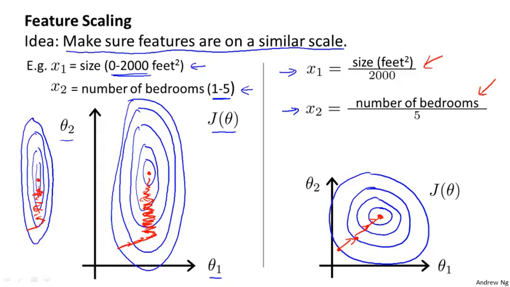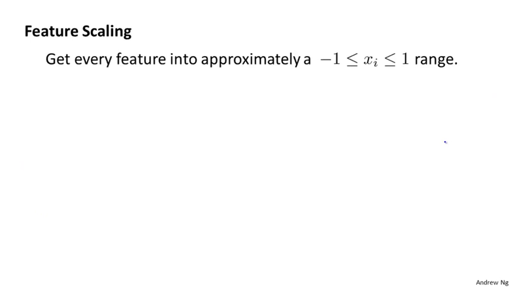So by scaling the features so that they take on similar ranges of values, in this example we end up with both features x1 and x2 between 0 and 1. You can wind up with an implementation of gradient descent that can converge much faster. More generally, when we're performing feature scaling, what we often want to do is get every feature into approximately a -1 to +1 range. Your feature x0, that's always equal to 1, is already in that range. But you may end up dividing other features by different numbers to get them into this range.